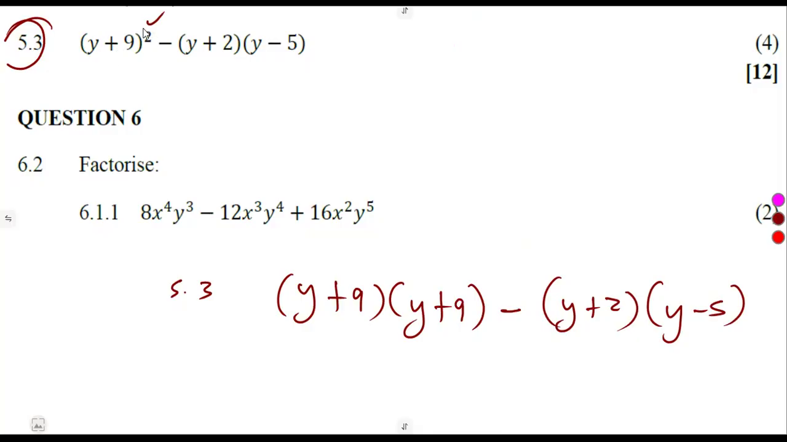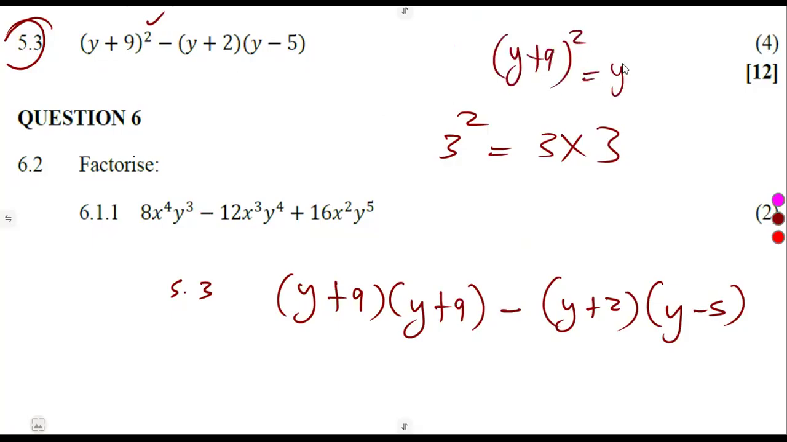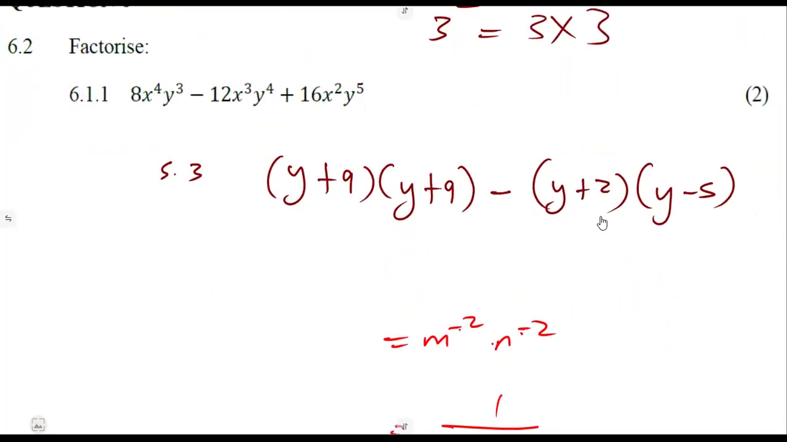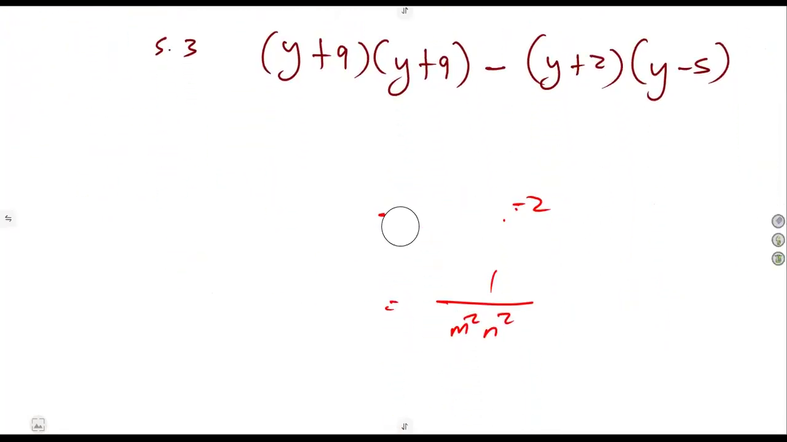y plus 9 is squared. It is just like 3 squared, 3 times 3. So when a bracket is raised to the exponent of 2, it does not mean you raise it y squared plus 9 squared. No, this is totally wrong. It means multiply the two brackets, multiply the bracket by itself. So that is what we're going to have.